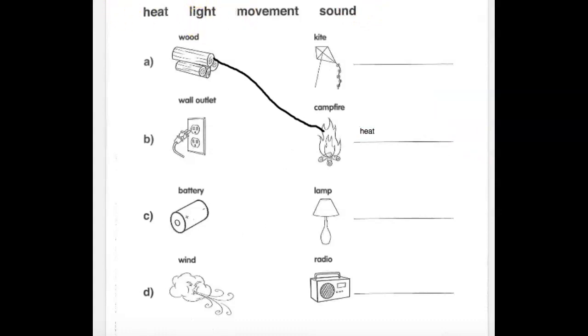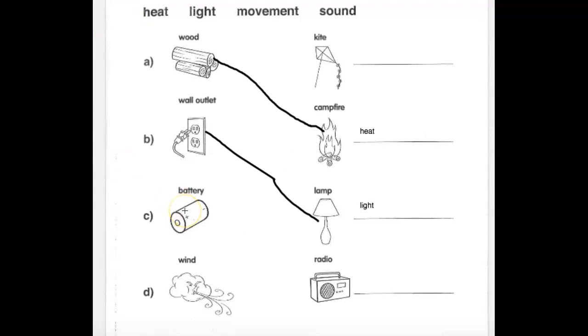Okay, now our next one is a wall outlet. What does that start? Kite, lamp, or radio? A wall outlet. What do we have to plug into the wall for its energy to start? A lamp. And the lamp produces light, right? So the energy that comes from it is light.